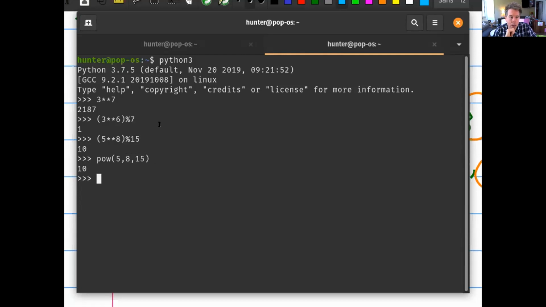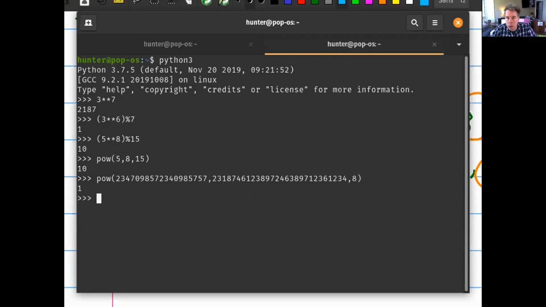This works in both Sage and Python. It is 5 to the 8th power mod 15. The advantage to using that function is that you can do it for ridiculous values. You could never compute this number to that power, it would just be absurd. But you can do modular exponentiation, no problem.